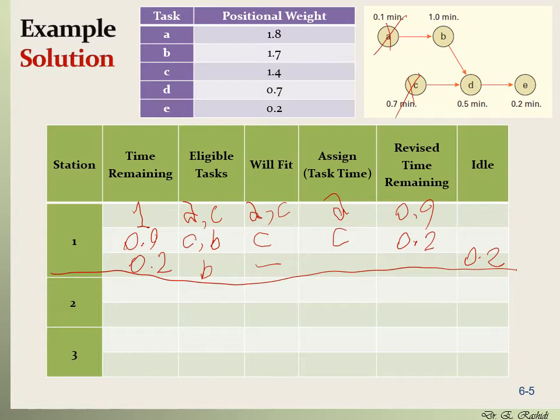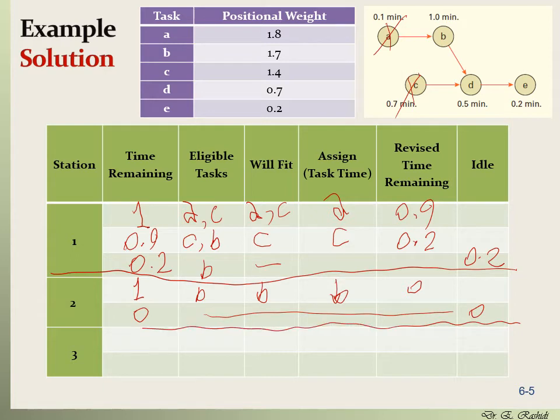and what are the eligible tasks? First of all, we have 1 minute at workstation 2. The eligible task is task B, and it does fit because it requires 1 minute, and we're going to assign it, and we're going to update the time. The time would be 1 minus 1, 0. So we're going to end up with 0 minutes here, and we're going to close workstation 2 as well.